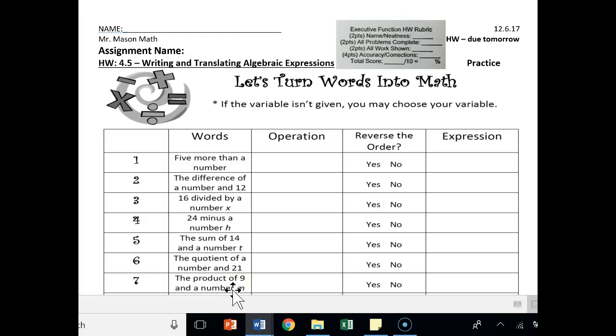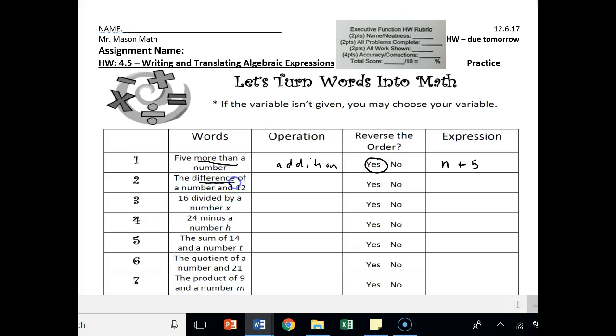So it says 5 more than a number. Go to your chart, you'll understand that the keyword more than means addition. So I put addition in the operation spot. More than, as we learned in class, is one where you reverse the order. So yes, you're going to flip it. So instead of saying 5 plus a number n, you would say n, a number, plus 5. Okay? The difference of a number and 12.